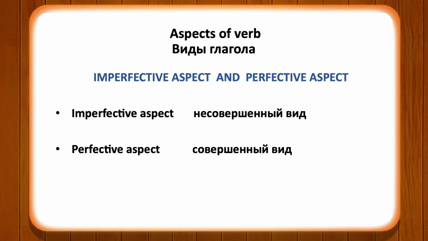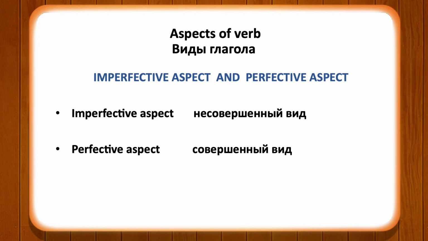Aspects of verb. In Russian, the aspects of verb is called vidhi glagola. I'll repeat, vidhi glagola. Aspect is vid and verb is glagol. Most of the Russian verbs have two aspects, namely imperfective and perfective.